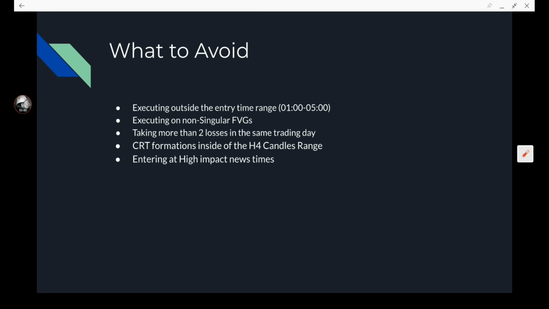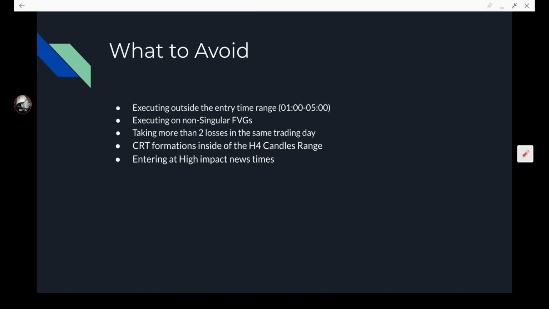Number 2, executing on non-singular FVGs. When we have multiple FVGs going in the same direction, price will usually tend to invert a singular one FVG and then respect the following one, meaning that it wouldn't help using non-singular FVGs, as they will be used for continuation for the market to continue moving higher or lower.